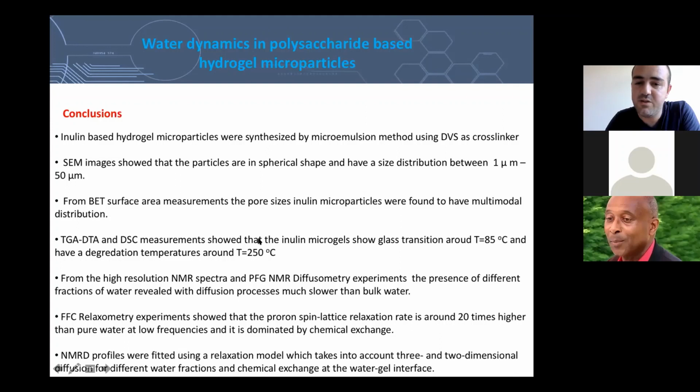From thermal characterization, we see that the system shows a glass transition at 85 Celsius and a degradation temperature around 250 Celsius. From the high resolution NMR spectra and diffusometry experiments, the presence of different fractions of water is revealed, with diffusion processes much slower than the bulk water. And FFC relaxometry experiments show that the proton relaxation rate is around 20 times higher than pure water at low frequencies, and it is dominated by chemical exchange. And we have fitted the NMRD profiles with a proposed relaxation model which takes into account both 3- and 2-dimensional diffusion for different water fractions and chemical exchange at the water gel interface.